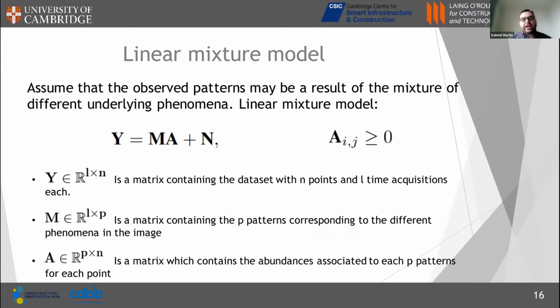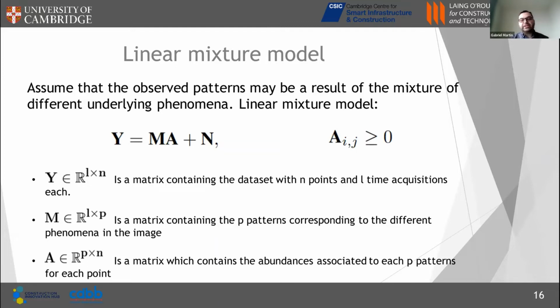In this case, we have a matrix Y, which contains all the different data points that we have by column. So this matrix is L times N, where L is the number of different time acquisitions, and N is the number of points that we have on our data set. This matrix is going to be a multiplication of a matrix M that contains all the different general patterns, which is L times P, where L is the number of acquisitions in time, and P is the number of general patterns that are present on the data.